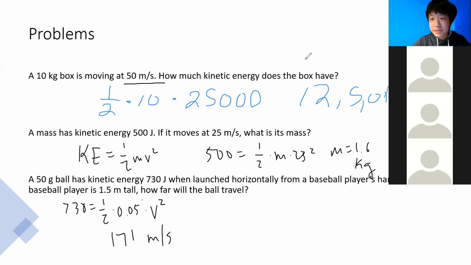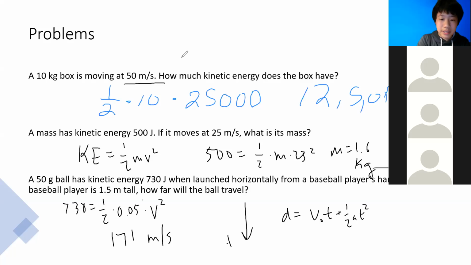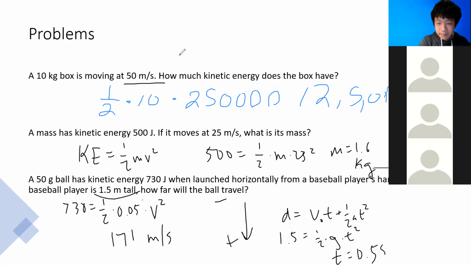Now, this baseball player is 1.5 meters tall. So we use the kinematic equations to determine how long the ball is going to be in the air. It's going to start out at rest vertically, so we use this equation: D equals V0t plus 1/2 AT squared. Let's establish a positive and a negative. The distance will be how tall the baseball player is, 1.5. V0 is 0, because in the y direction it's not moving. And this equals 1/2 times g times t squared. So that's 1.5 times 2 over 9.8, square root of that. T equals 0.55 seconds.